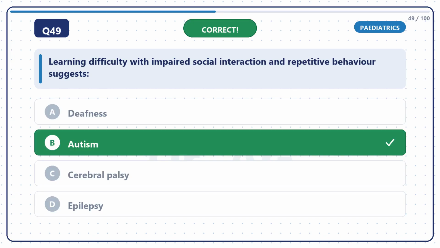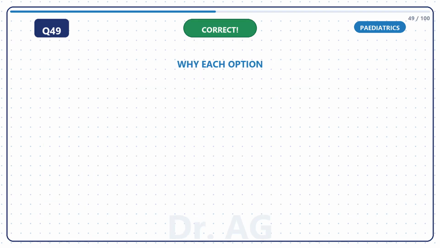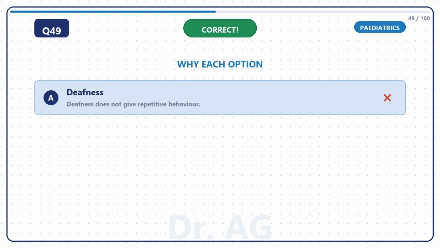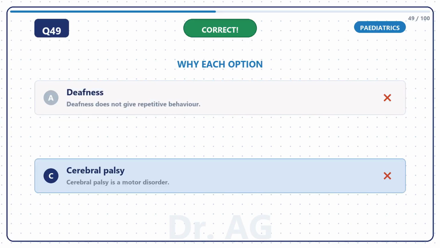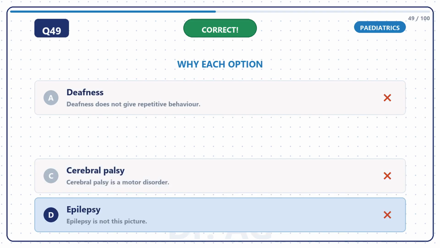The correct answer is option B. Autism. Let's go through the options. Deafness. Deafness does not give repetitive behavior. Cerebral palsy. Cerebral palsy is a motor disorder. Epilepsy. Epilepsy is not this picture.